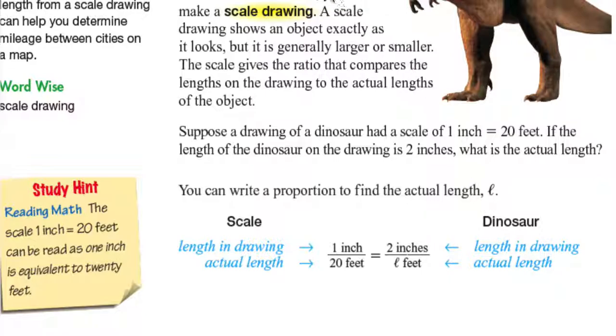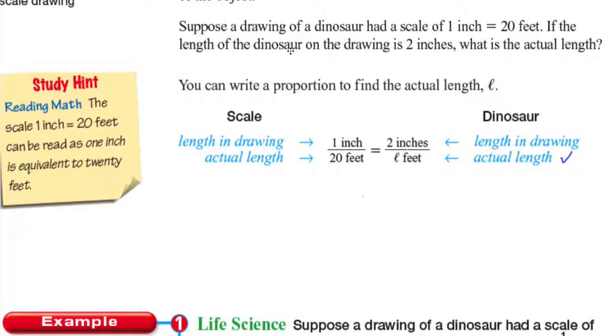If you also notice, the length of the drawing on the scale and the length of the drawing of the dinosaur are both in the numerator, and the actual lengths of the scale and the dinosaur are both in the denominator. So this is one way to organize your ratio so you can get the actual length. After we have created our proportion, we do what we did in the last lesson, which is we get the cross products.